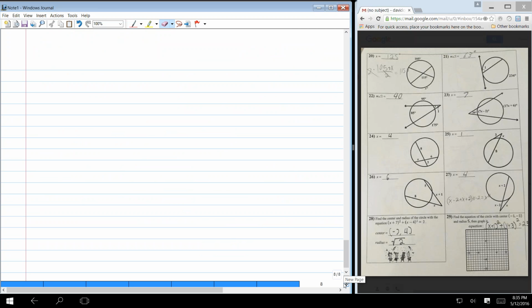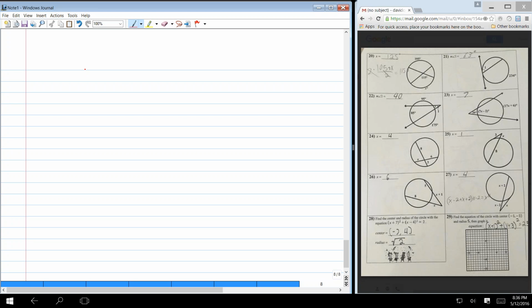Okay. We did 26. Let's do 27. 27 is basically the same as 25. There's no degrees. In 25, we had a secant line and a tangent line. Well, in 27, we have a secant line and a tangent line. So tell me the formula. What's the equation that I need to write to solve?